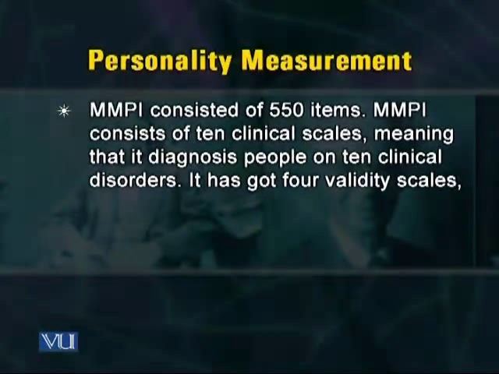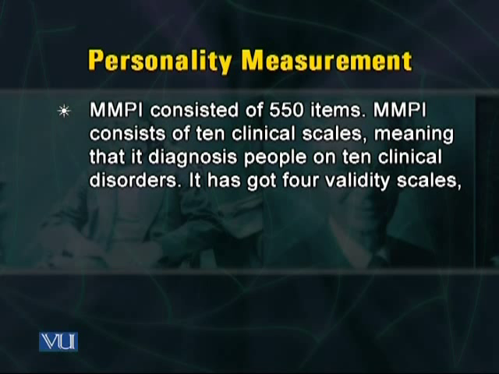There are 10 clinical scales and 4 validity scales. Meaning, when I use the word 10 clinical scales, it means that this test can diagnose a person on 10 clinical disorders, and it has got 4 validity scales. Ye 4 validity scales jo hain, ye iski objectivity, iski empirical data collect karke dete hain, and they tell us or give us information related to an individual.